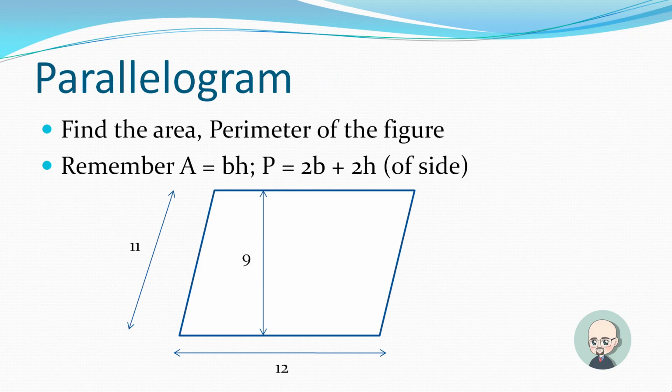Okay, so let's do one together. Let's find the area and the perimeter of the figure. Remember, area equals base times height. The perimeter is 2 times the base plus 2 times the height of the side. Okay, and remember, you can press the space bar to pause. I'll give you a moment to do that.